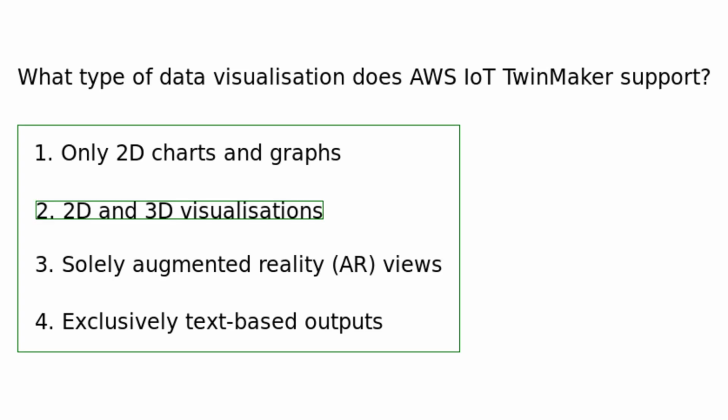AWS IoT TwinMaker supports both 2D and 3D visualizations, enabling users to create rich, interactive representations of their digital twins that can include 3D models, overlaid data, and dynamic updates.